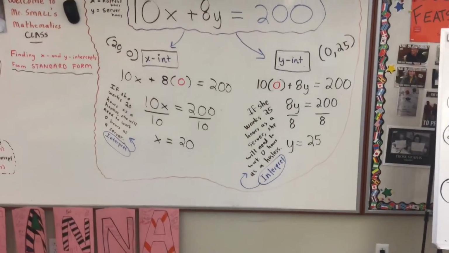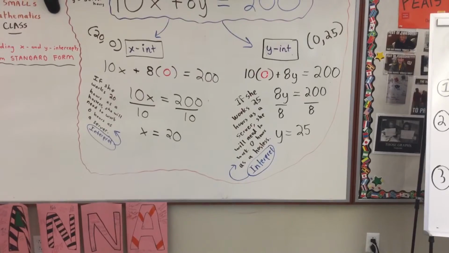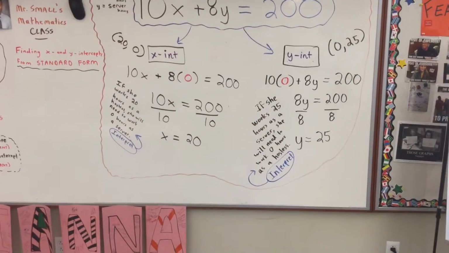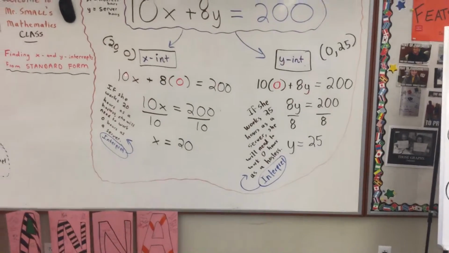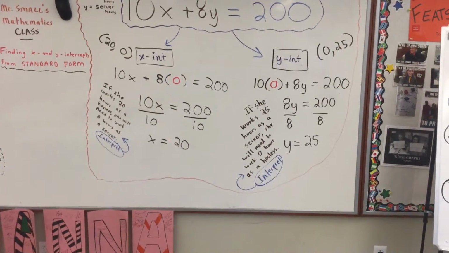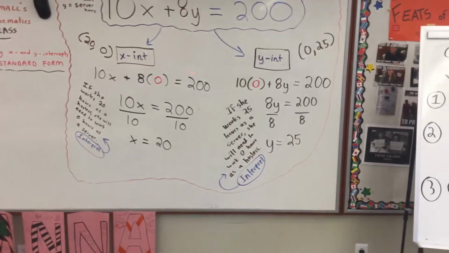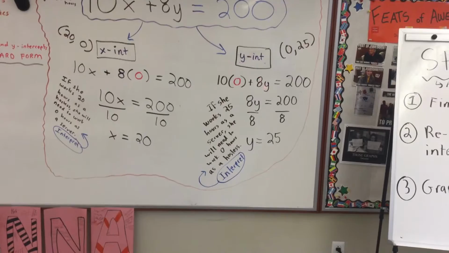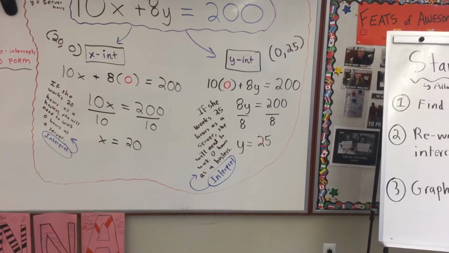Then to find the intercepts, you just plug in zeros. To find the x-intercept, you actually want to find the x-coordinate, because as we said, the x-intercept always has the form x comma 0. You do the math and you find x equals 20, so 20 comma 0 is the x-intercept. If you want to find the y-intercept, you want to find y, so you plug in 0 for x, and y equals 25.